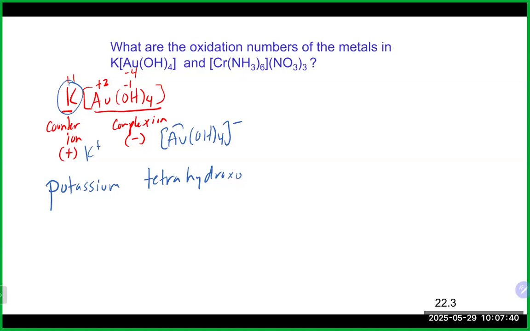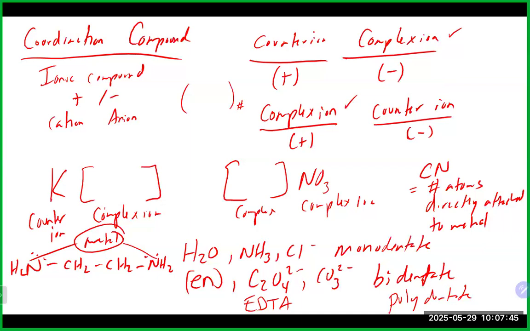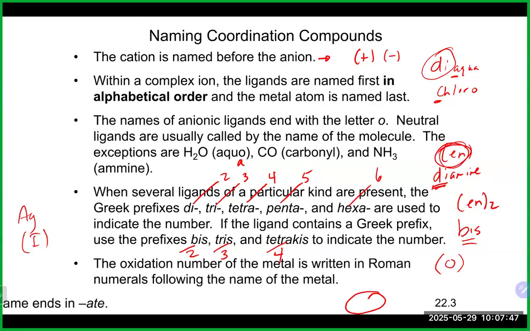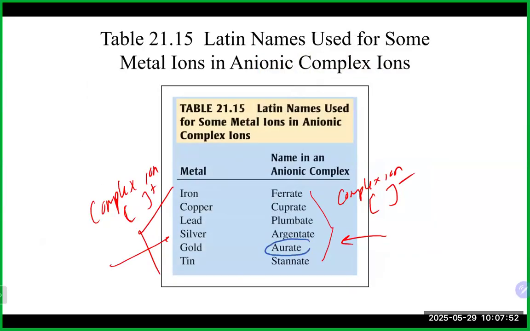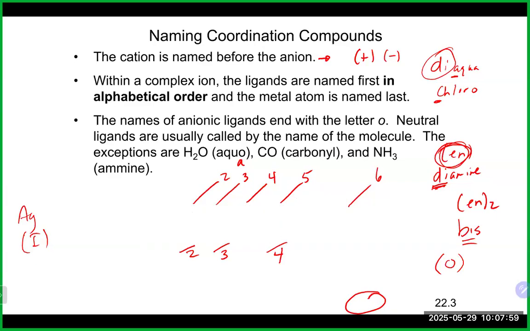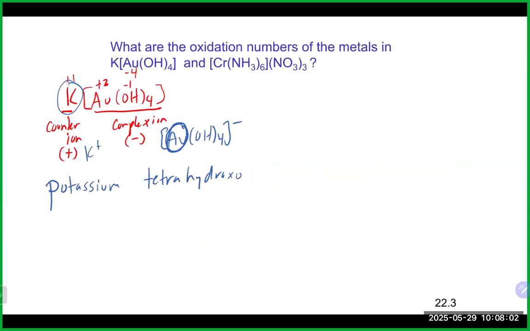When we go to name gold, we will have to use not gold, but the old school name for gold, which is aurate here. We use this because our complex ion part is negative. So that would be aurate, and we do need a Roman numeral here, so aurate(III) in this case. So this would be potassium tetrahydroxoaurate(III).